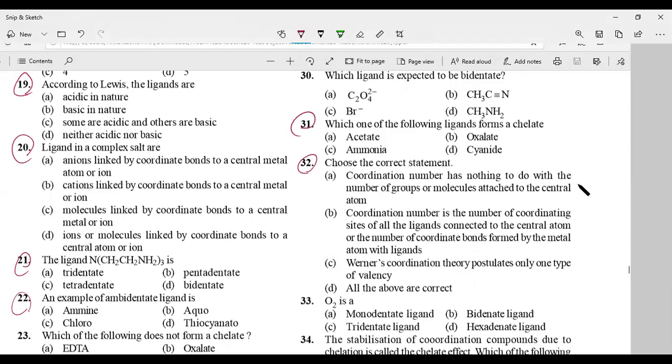The first question is based upon, according to Lewis theory, what are ligands? Ligands are classified as. The second one, ligand in a complex salt. Next, the 21st one, we have the ligand ethylenediamine, which type of ligand are they asking. The 22nd one, an example of an ambidentate ligand is.